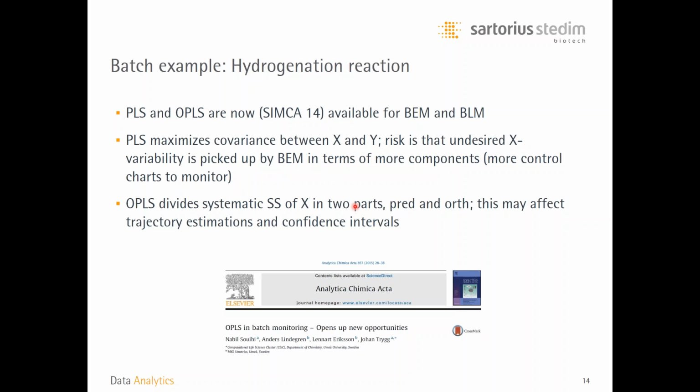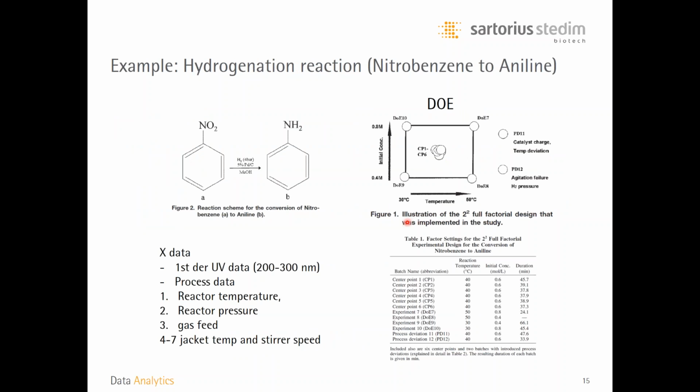Whereas the hope, or the anticipation, was perhaps that because OPLS is able to divide the systematic variability in X in two parts, the predictive and orthogonal parts, this would perhaps affect how the score trajectories are estimated and the associated confidence intervals around these score vectors.